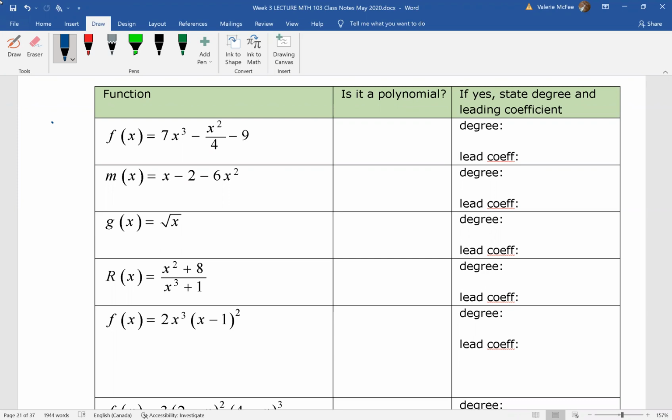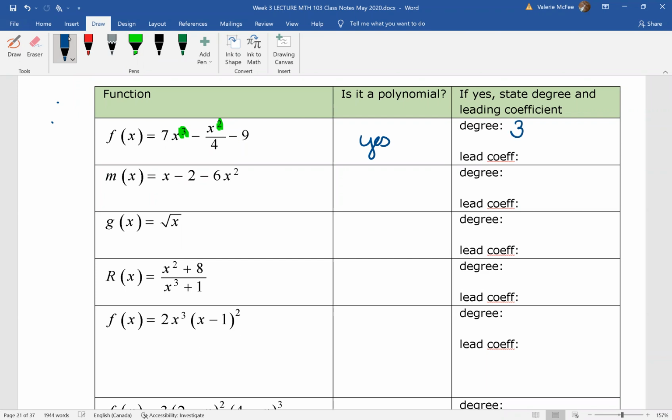Question 1. We see that it is a sum and difference of terms. That's the first thing we need to look at. The second thing is we need to check all of the exponents on the variables. They need to be positive integers. Yes, this is a polynomial function. Why don't you find the degree and the leading coefficient?